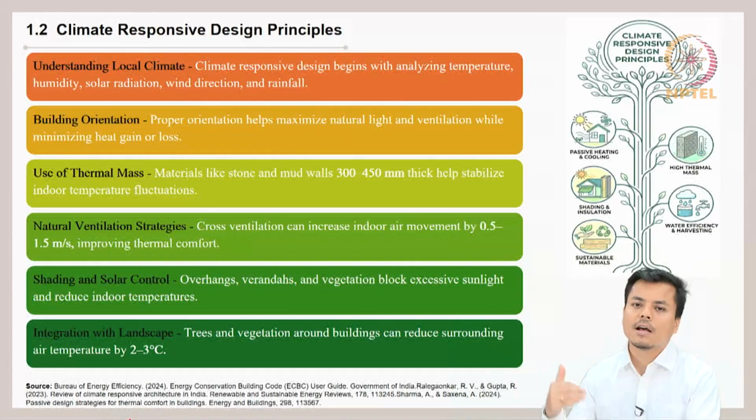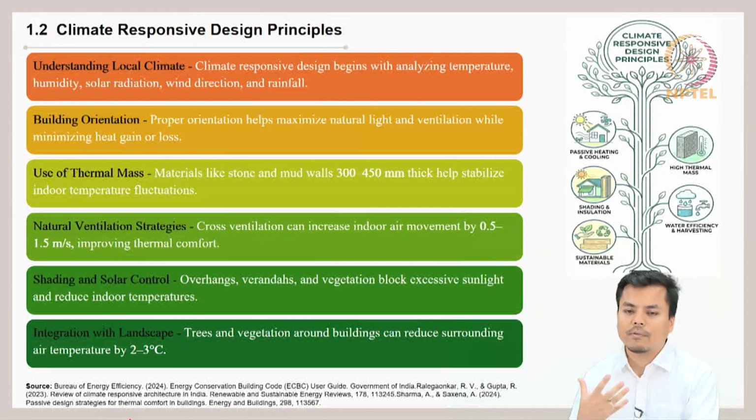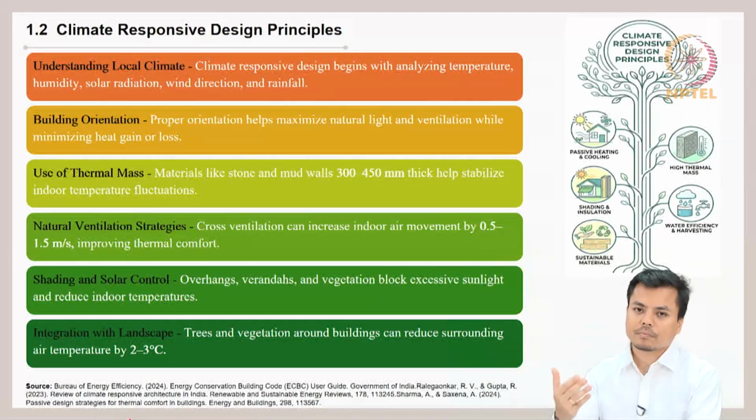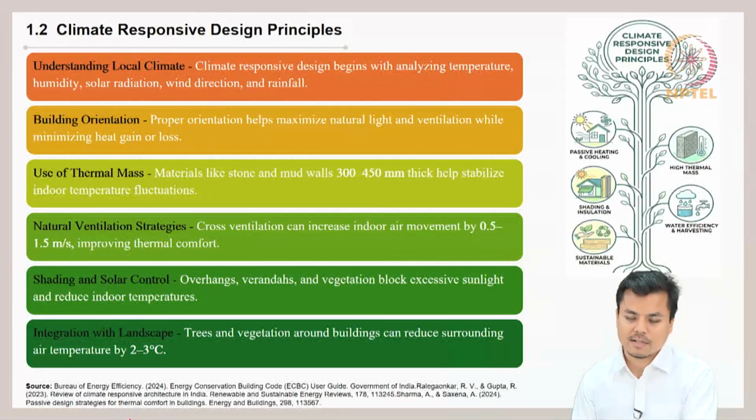In that case, you have to plant trees in the south direction, preferably evergreen trees, not deciduous, because deciduous trees shed their leaves during winter. So during winters the solar heat gain may increase in that building. To minimize that, evergreen trees are suggested.